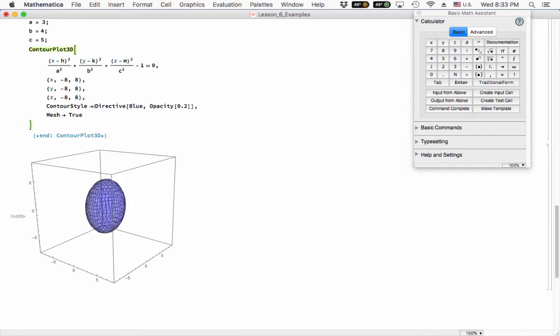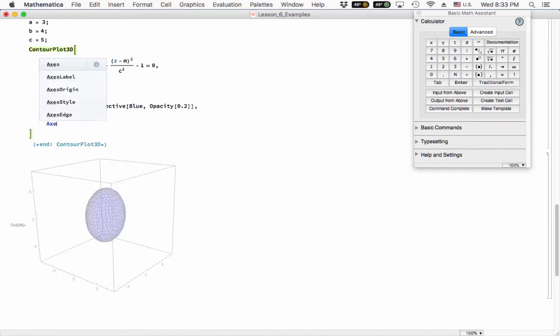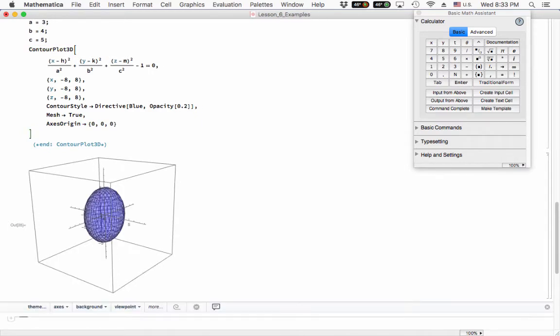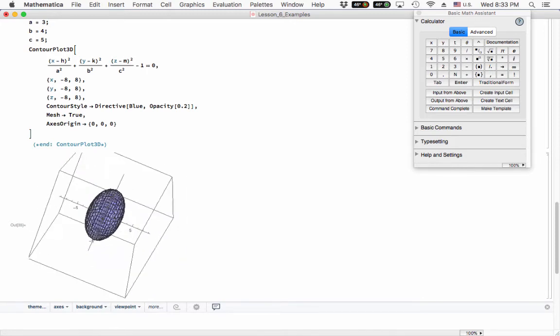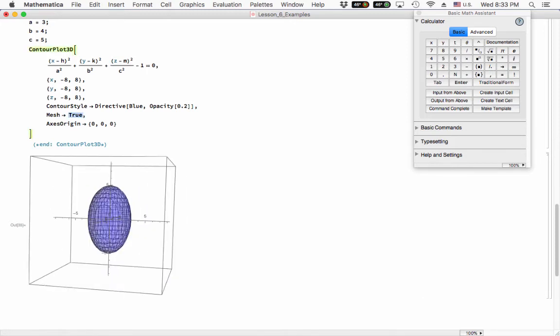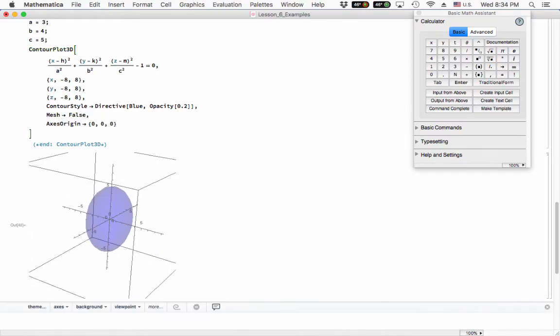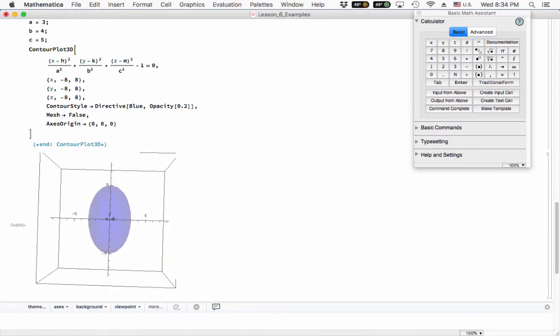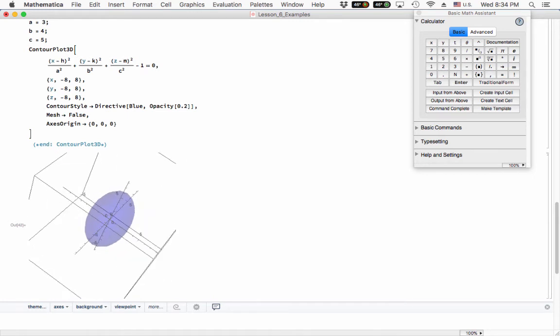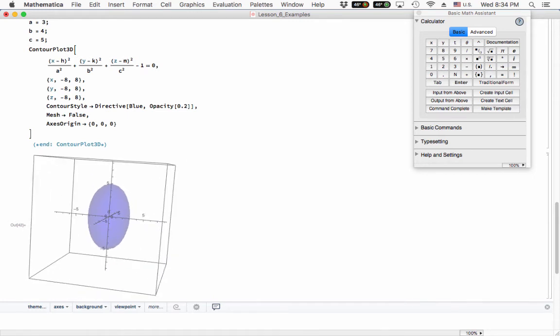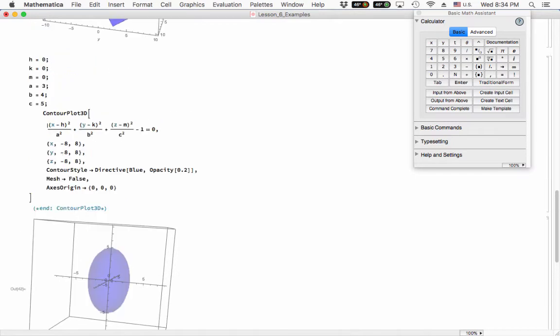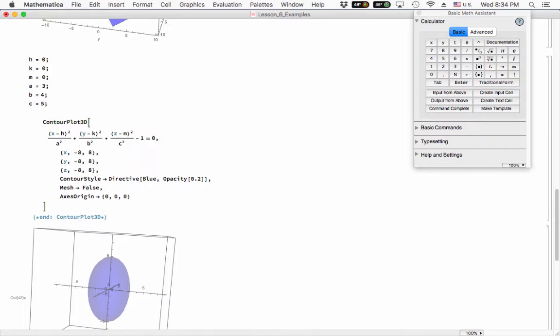Right. And then we could also put the origin in the middle. So if we say axis, origin, I'm going to tell Mathematica where I want that origin. I'm going to say that it's 0, 0, 0. Okay, so now we've got that ellipse. And then if we do this, we might turn the mesh back off and see what happens. You can kind of see that there's an ellipse or an egg-shaped thing here. And what's really cool about this is we actually did in our paper and pencil analysis, we actually saw where some of the points along the axis were.